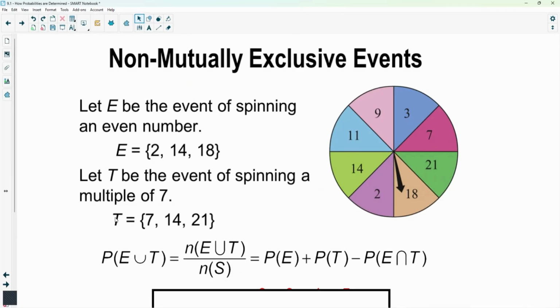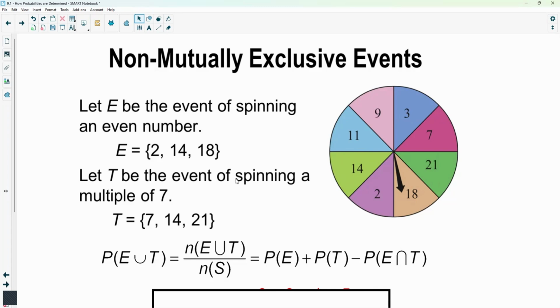So event E is that you spin an even number out of this right here. Now let's take a look. We have 1, 2, 3, 4, 5, 6, 7, 8. We have a total of 8 equal pieces in the spinner. So my sample space is 8. And then for even, you will have 14, 2, and 18. So we got 3 of them that are even.